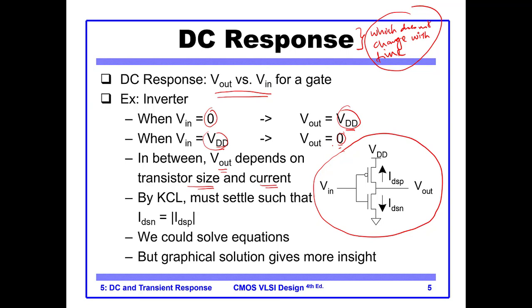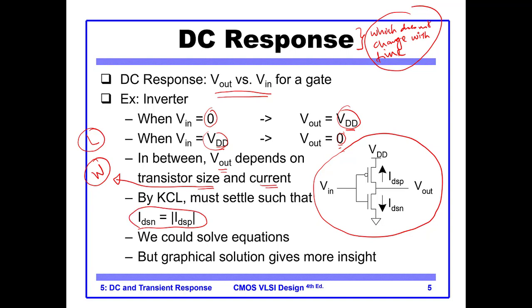So it depends on the transistor size and the current. By size we mean the W, which was the width of polysilicon. You remember that there was an L, which was the channel length, and there was a W, that was the width of polysilicon.